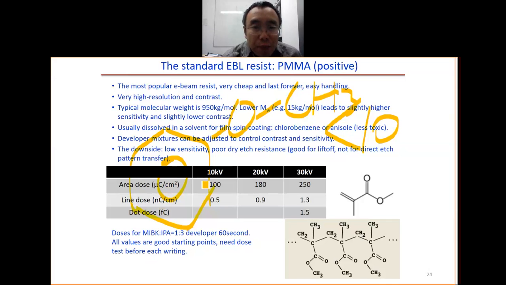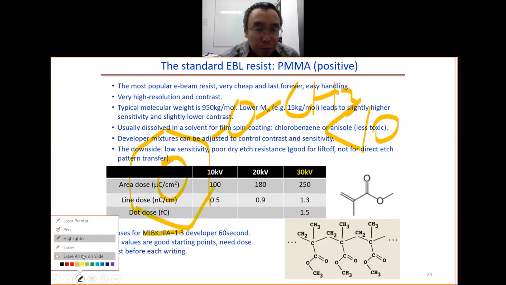Below are the typical doses. For example, normally we use 30 keV. At 30 keV, the area dose is 250 microcoulomb per square centimeter, the line dose is 1.3 nanocoulomb per centimeter, and the dot dose is 1.5 femtocoulomb. This is for the developer MIBK and IPA, 1 to 3 diluted. We will see the developer on the next slide.